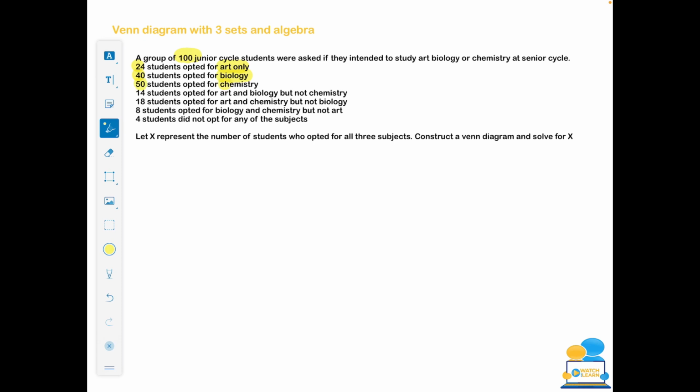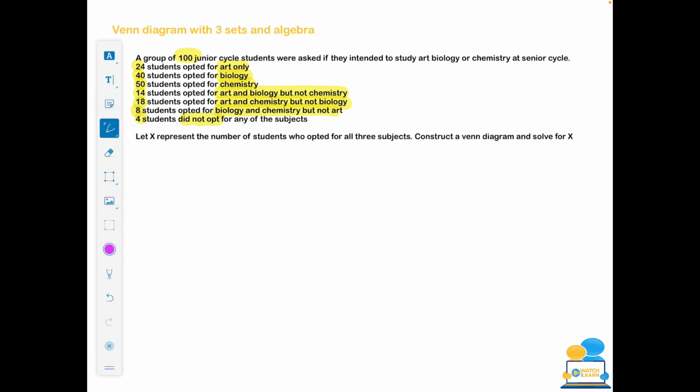50 students opted for chemistry, 14 students opted for art and biology but not chemistry, 18 students for art and chemistry but not biology, 8 students for biology and chemistry but not art, and then 4 students did not opt for any of these. Let X represent the number of students who opted for all 3 subjects, construct a Venn diagram and solve for X.